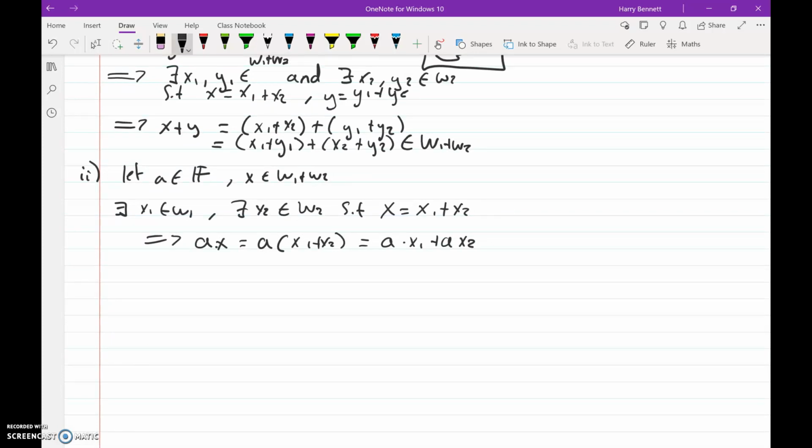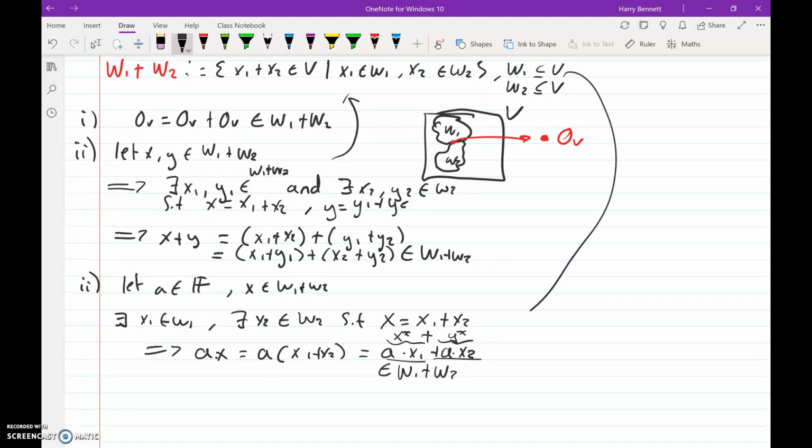And we know that this is in W1 plus W2, because a times x1 is in W1 and a times x2 is in W2. By definition this is just another element, say x star, and this is another element, say y star, and when you add them, by definition this is in the sum. So we've proven these two properties. These are useful properties, and we will be using those in the future.